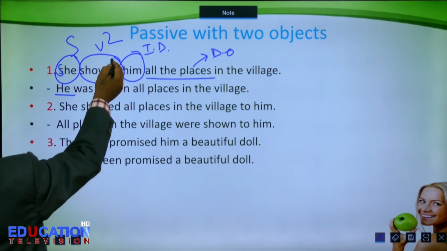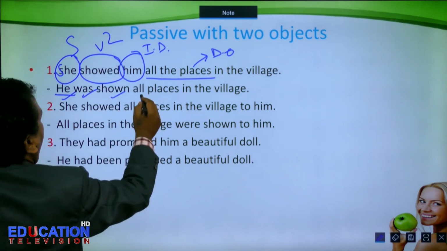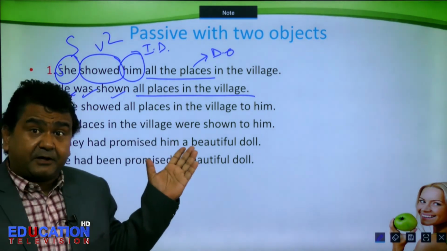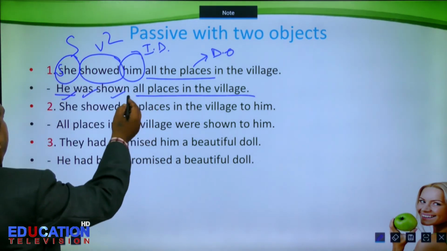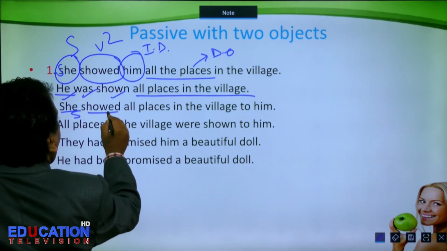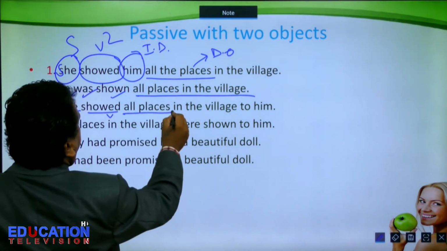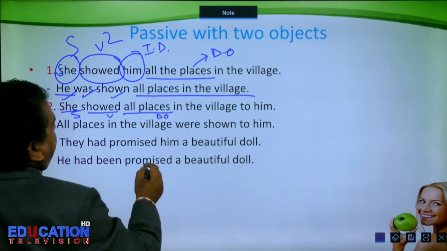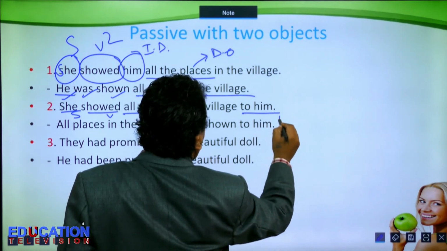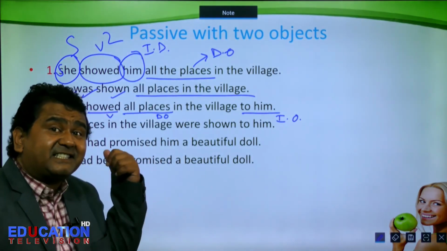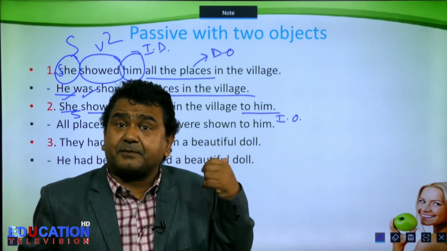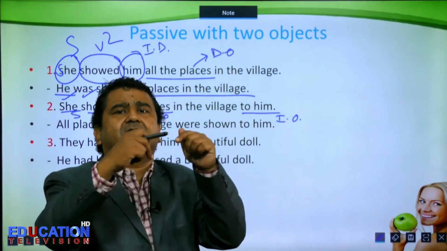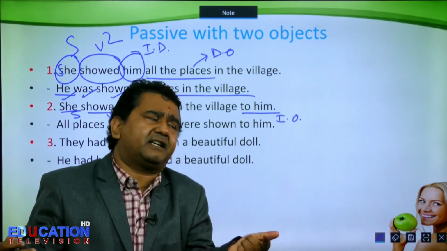Him becomes he. This is past tense. He was shown all places of the village. Complete. Now the same sentence can be written in another way. See, subject, showed verb, all places, this is direct object, D-O. She showed all places in the village to him. This is indirect object. Now, which object is near here? Which is the nearest object? All places. So, make that object the subject of the sentence.